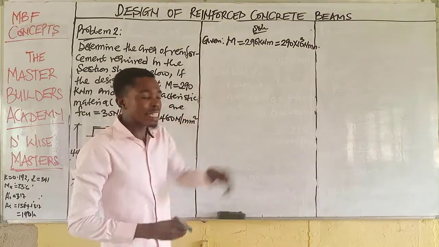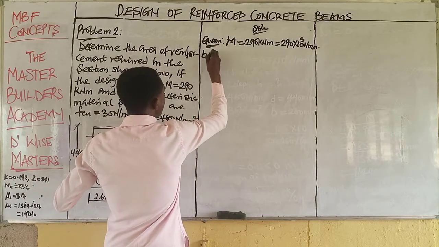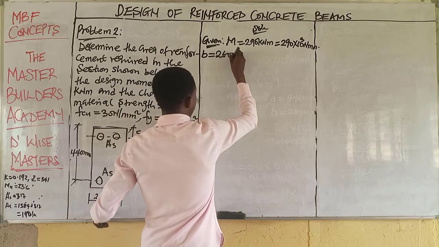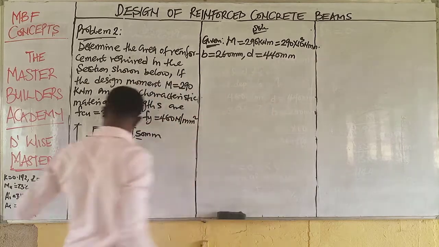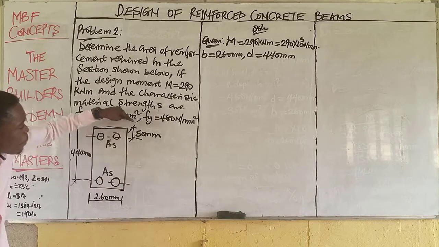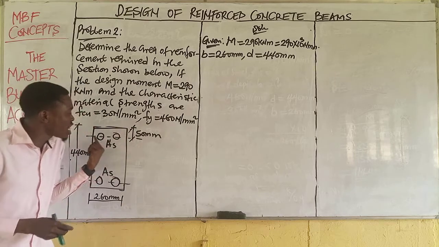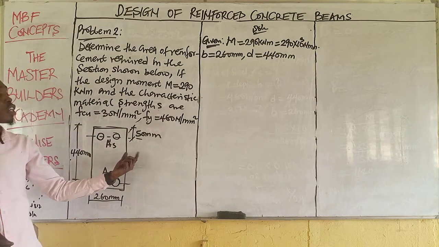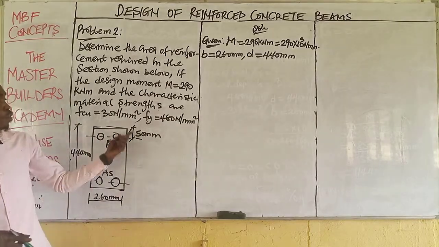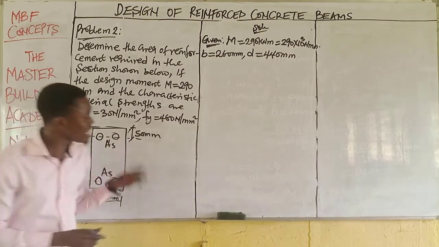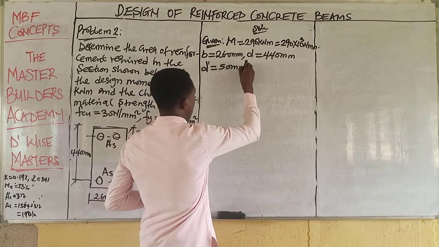Having obtained this, the next is that from this diagram, we have that h is equal to 260, as you can see, and that d is equal to 40, as you also can see from this sketch. Then we have d prime, like I explained before: from the top of the compression zone to the center of the top reinforcement. So from the top to the center of the bar, that's what we are given. That means this is d prime. Therefore, d prime is already given as 50 millimeters.